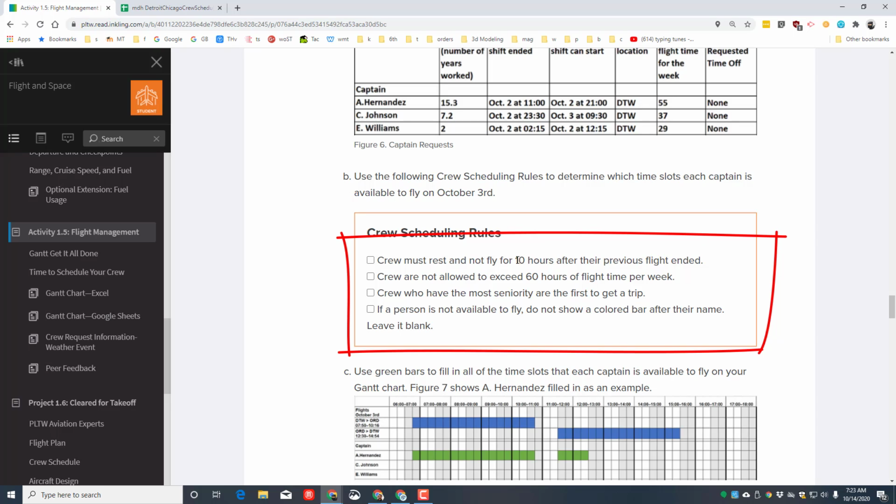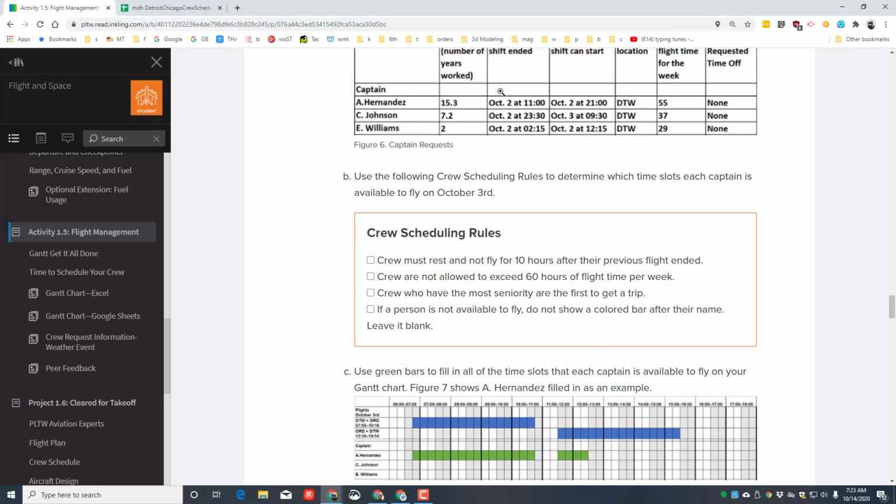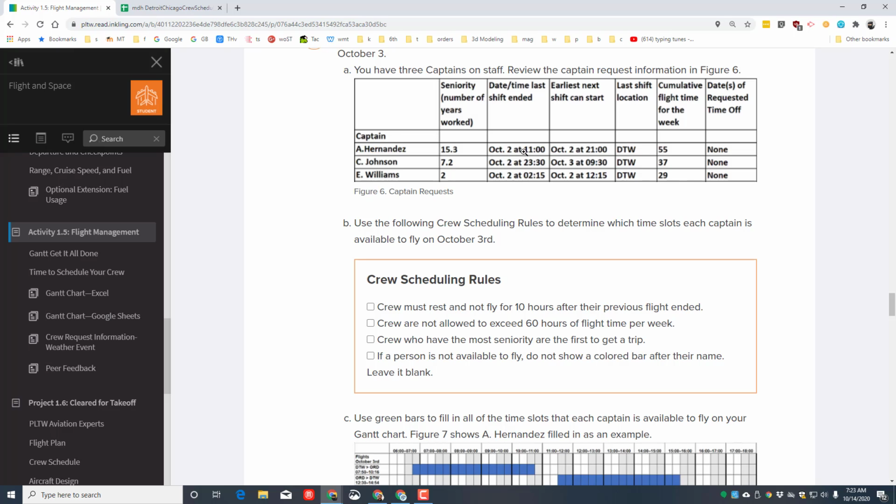So you cannot fly for 10 hours after your previous flight. That's why they show us date ended and the next available flight. So these guys can all fly on October 2nd. Johnson can't fly until October 3rd at 9:30. Note this dude has 55 hours, so he can only work 5 more hours the rest of the week.